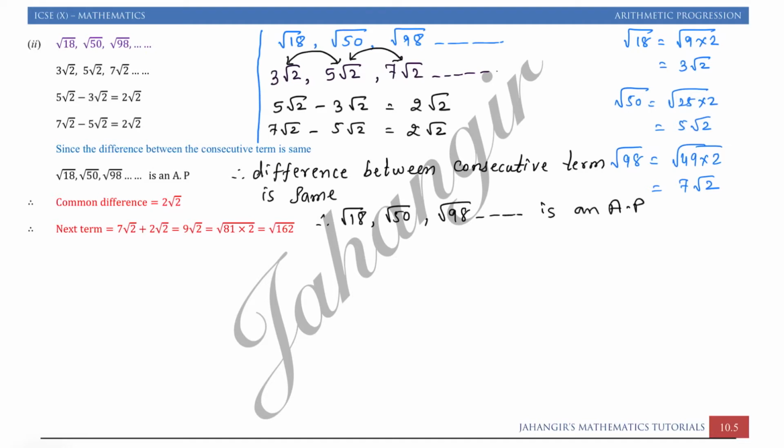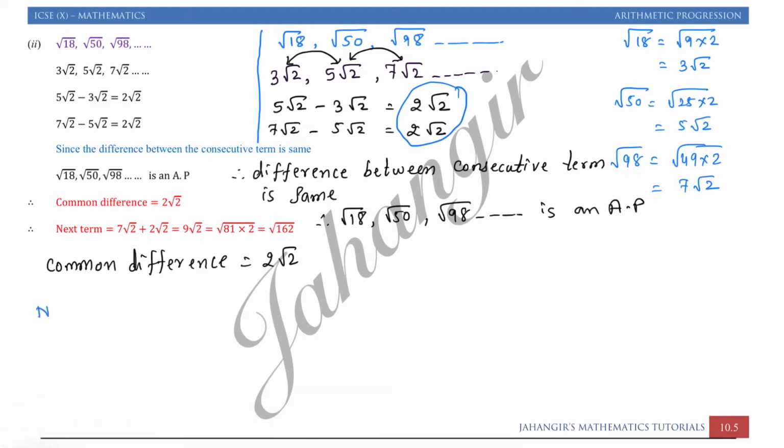Once you get this, what do you have to find? You have to find the common difference. So I will write common difference is equal to 2 root 2, because here we had already found the difference between the consecutive terms is 2 root 2.